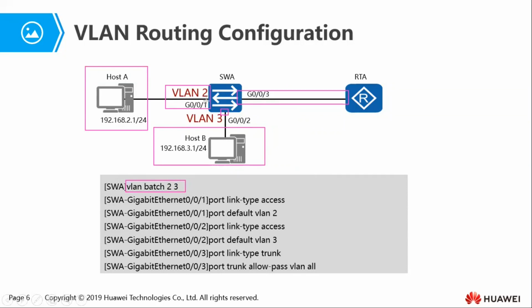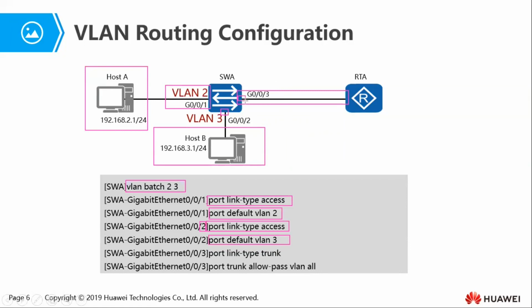Then we go into the interface on switch A that is connecting to host A. We turn it into an access port. We already did that in the previous chapter. Then we add it into VLAN 2. We go to the interface that is connecting host B. We turn it into an access port using the command port link-type access, and we add it to VLAN 3.